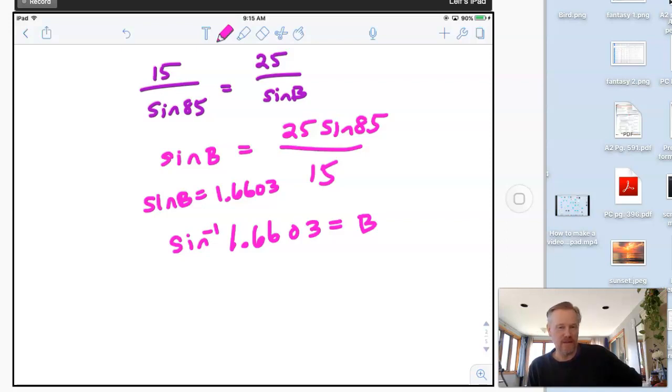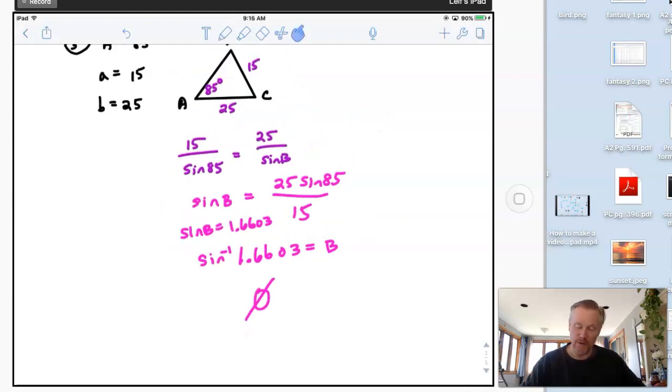The reason is because the sine, if you remember, is only defined between 1 and -1. So you can't have the inverse sine. What angle? You're asking what angle gives me 1.6? There is none. So that one actually has no solution, which doesn't come up that often, but once in a while you'll see it.